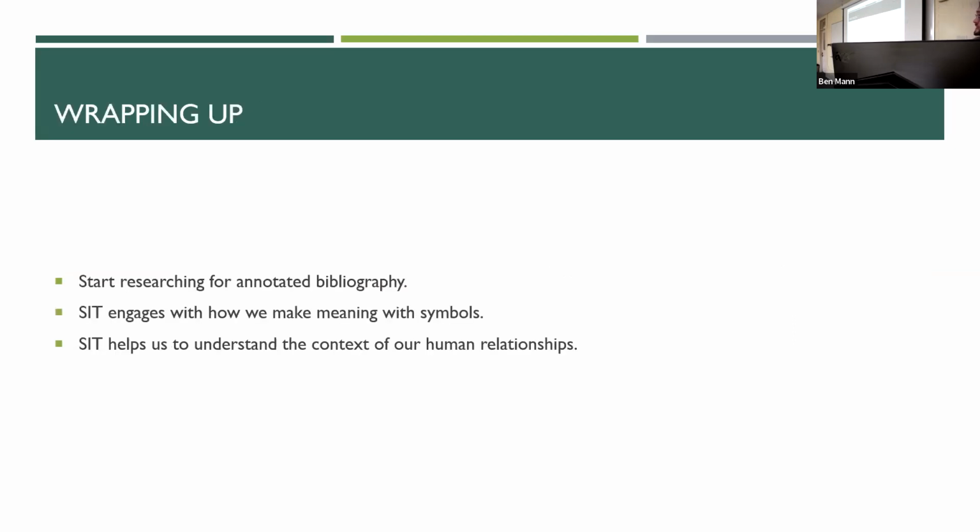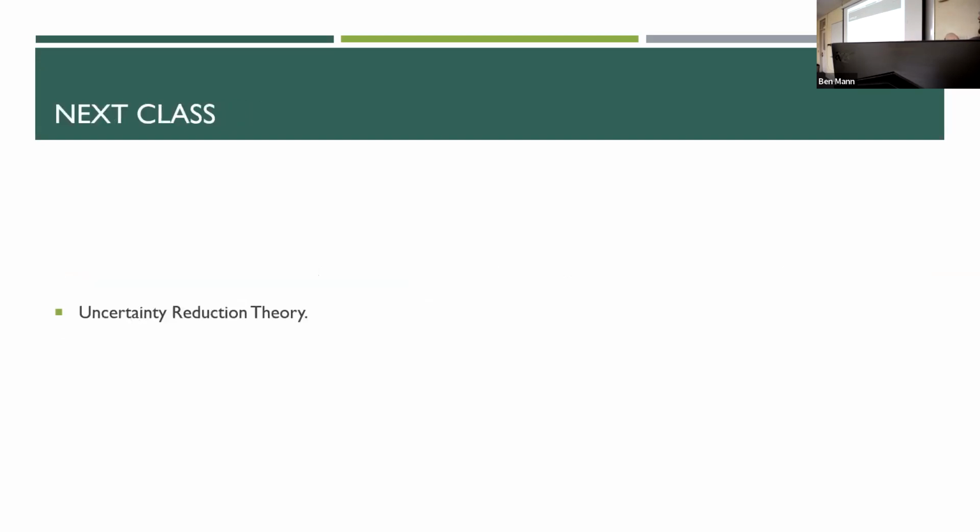So to wrap up for today, start to research some of the sources and points here. We use symbolic interaction theory to explore some of our human relationships and engagement. On Wednesday, we're looking at theory number 2, which is uncertainty reduction theory.